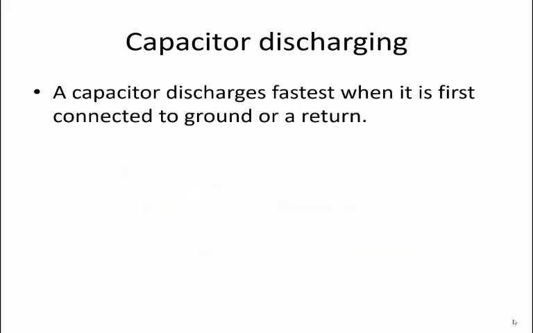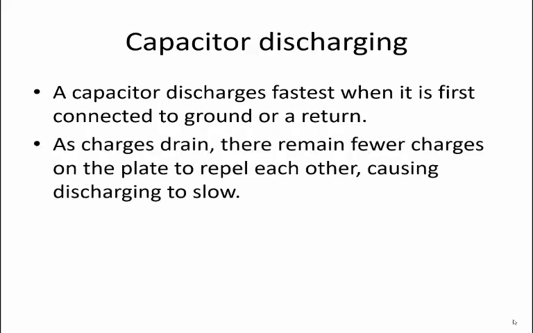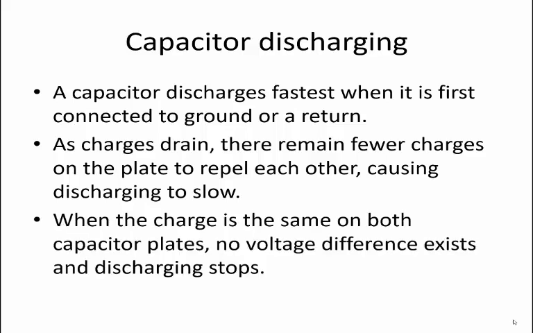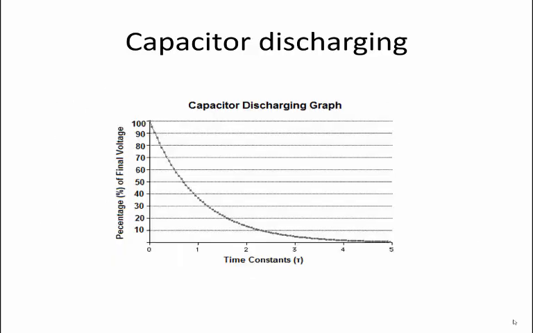Now for discharging, the same kind of concept applies. A capacitor just discharges fastest when it's first connected to a ground or a return. As the charges drain, there are fewer charges that remain on the plates to repel each other, and that causes the discharging to slow until the same charge exists on both capacitor plates, and at that point no voltage difference exists in the capacitor, so discharging stops. So a discharging graph would look like this. Discharges fast at first and slows over time until it almost stops.